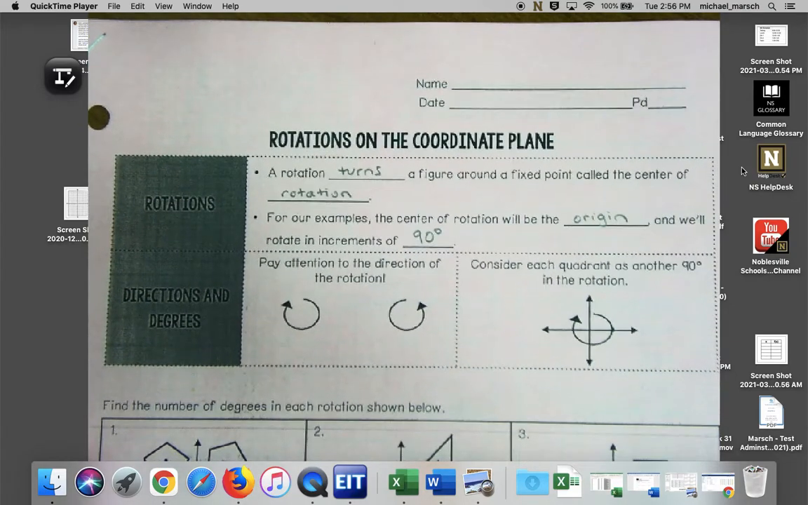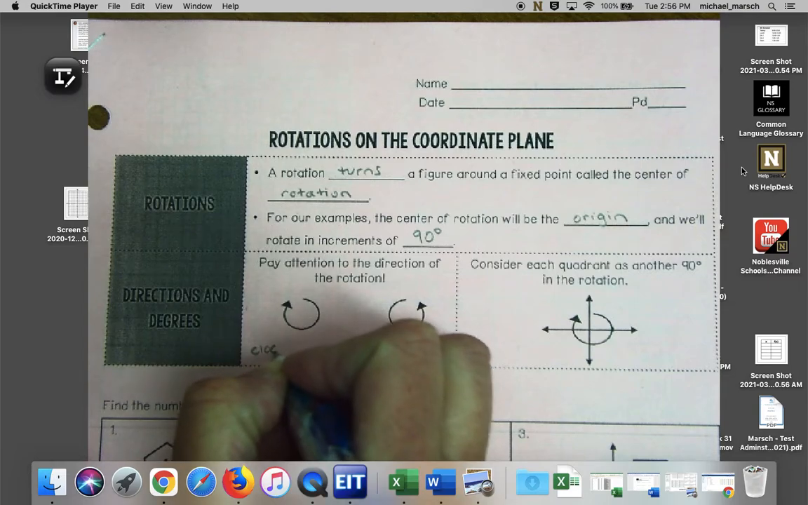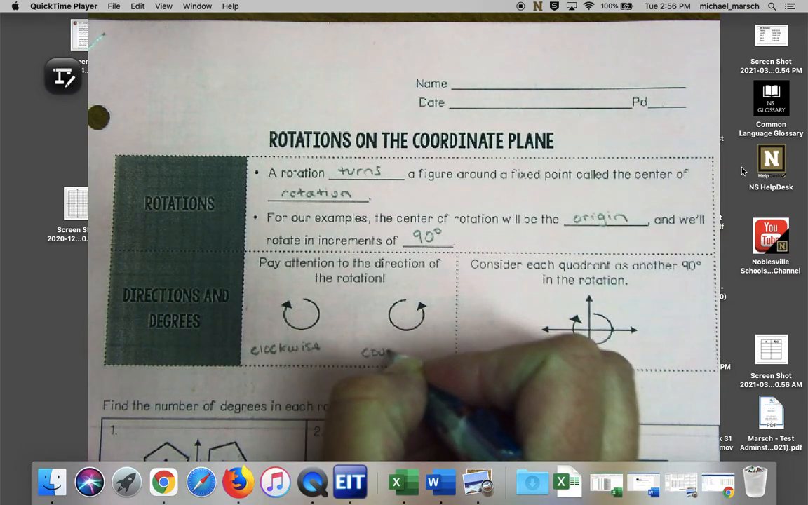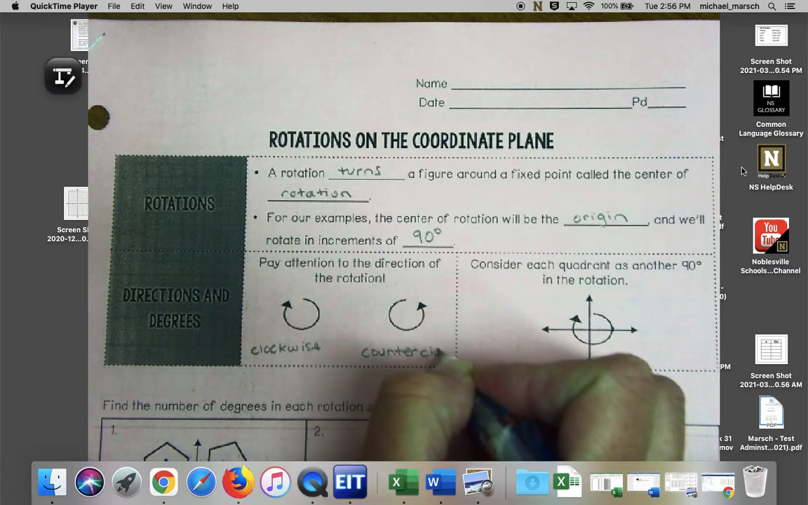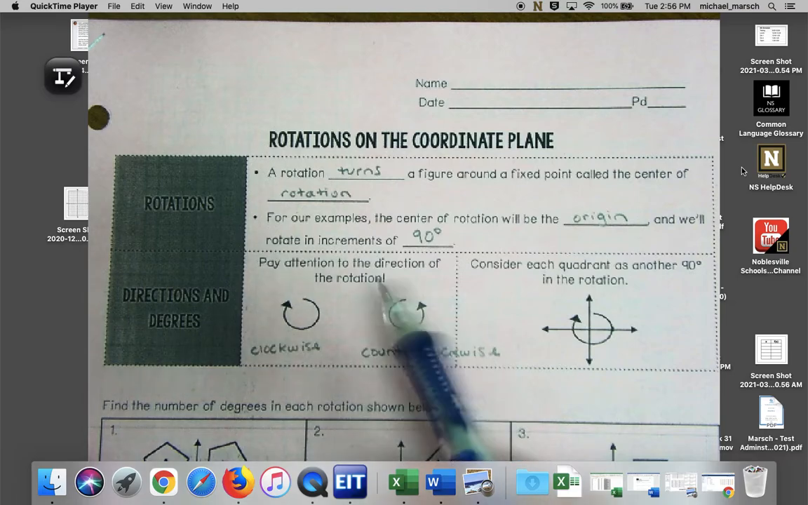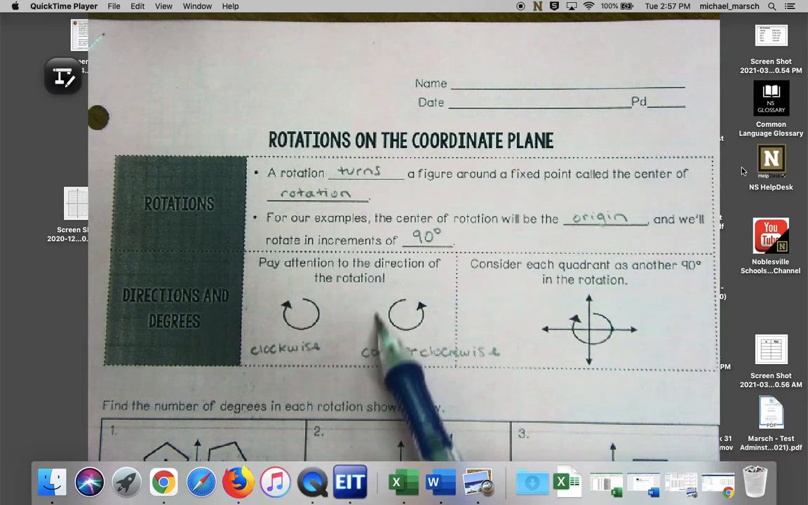We're going to pay attention to the direction of the rotation. We have clockwise and we have counterclockwise. For those of you that don't like to use circle, like these analog clocks, clockwise is the way the hands and the seconds move on a clock. Counterclockwise is the opposite. So counter is meaning opposite.